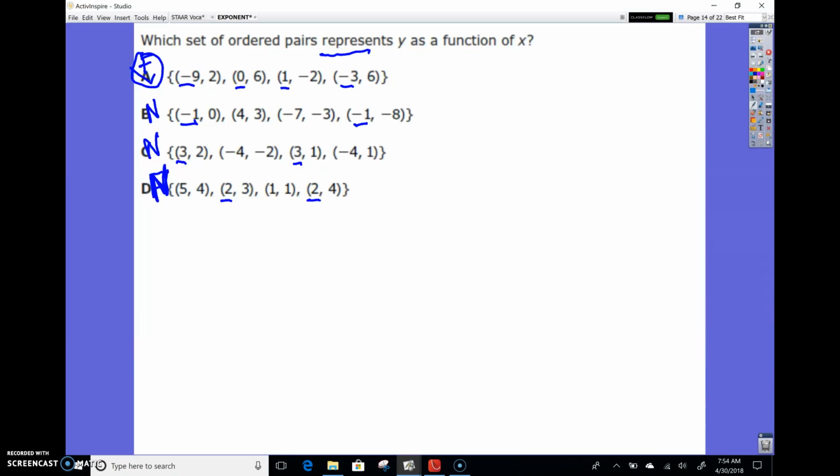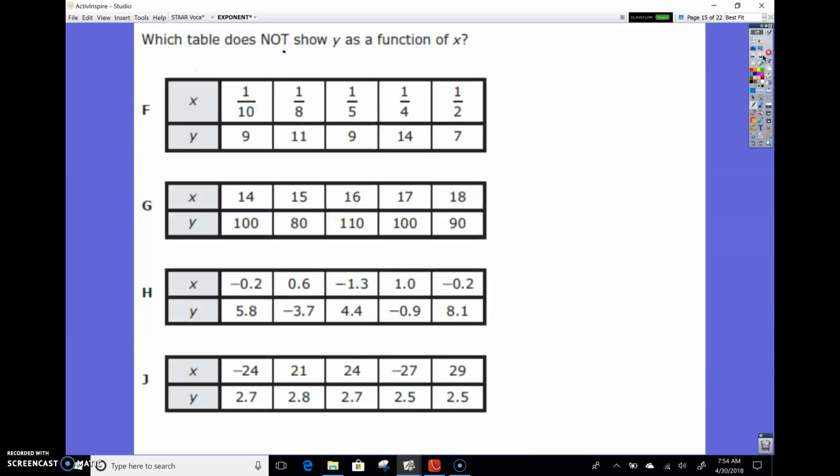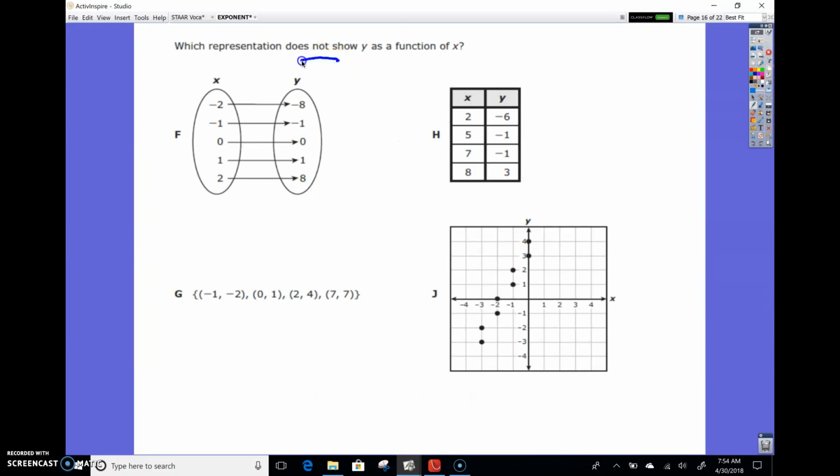Okay, try this one on your own, and then this one.